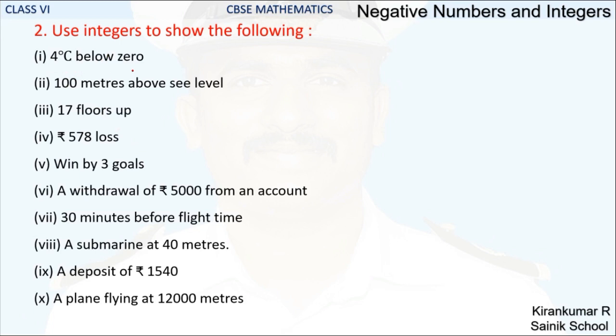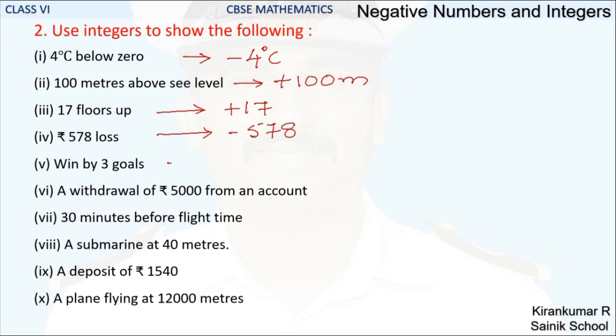4 degrees Celsius below 0 is represented as negative 4 degrees Celsius. 100 meters above sea level is positive 100 meters. 17 floors up is positive 17. Rupees 578 loss is negative 578. Win by 3 goals is positive 3.